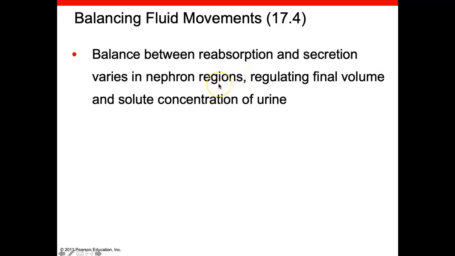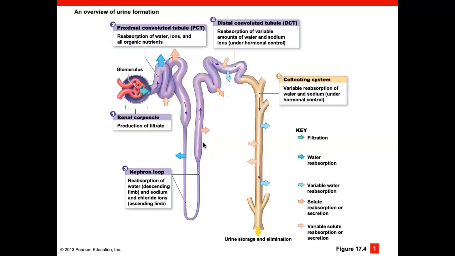So balancing fluid movements, there is a balance between reabsorption and secretion. It varies in the nephron regions, regulating the final volume and solution concentrations of urine. You might want to just pause the slide here and read through this slide. Again, you don't need to know what's taking place at each one of these different portions. Water versus electrolytes versus sodium versus chlorine versus organic nutrients.